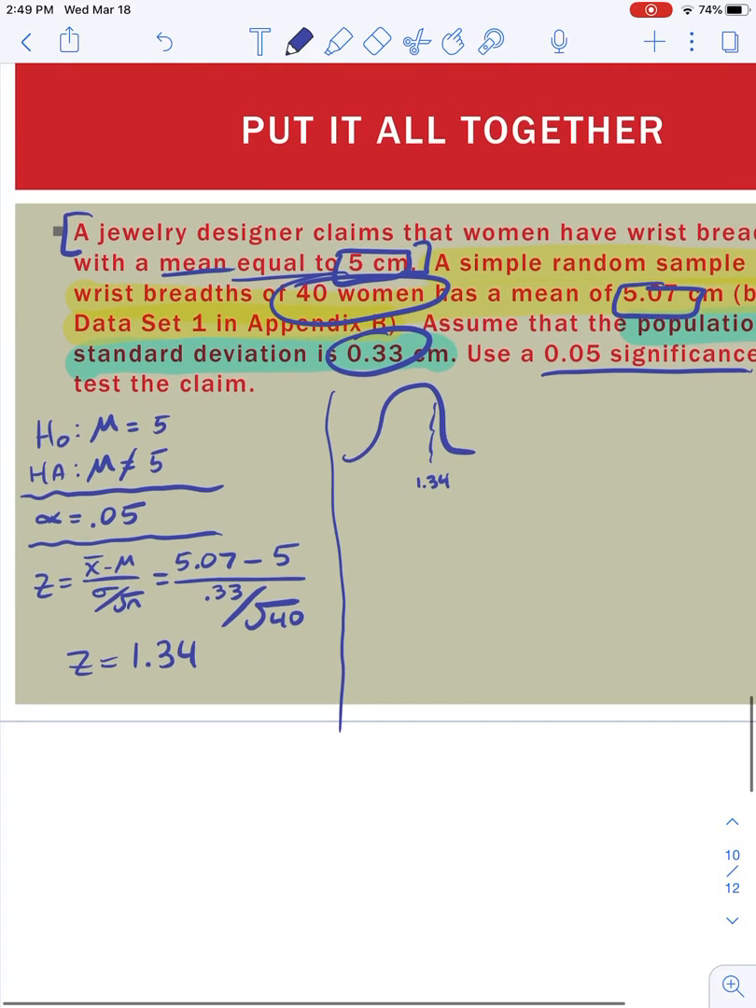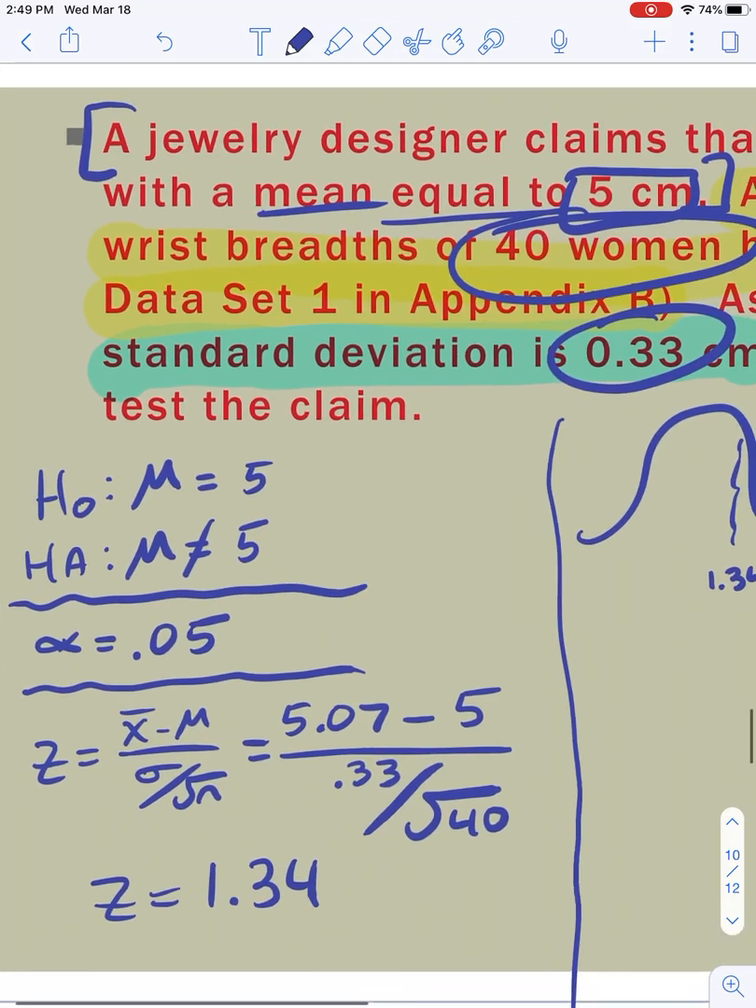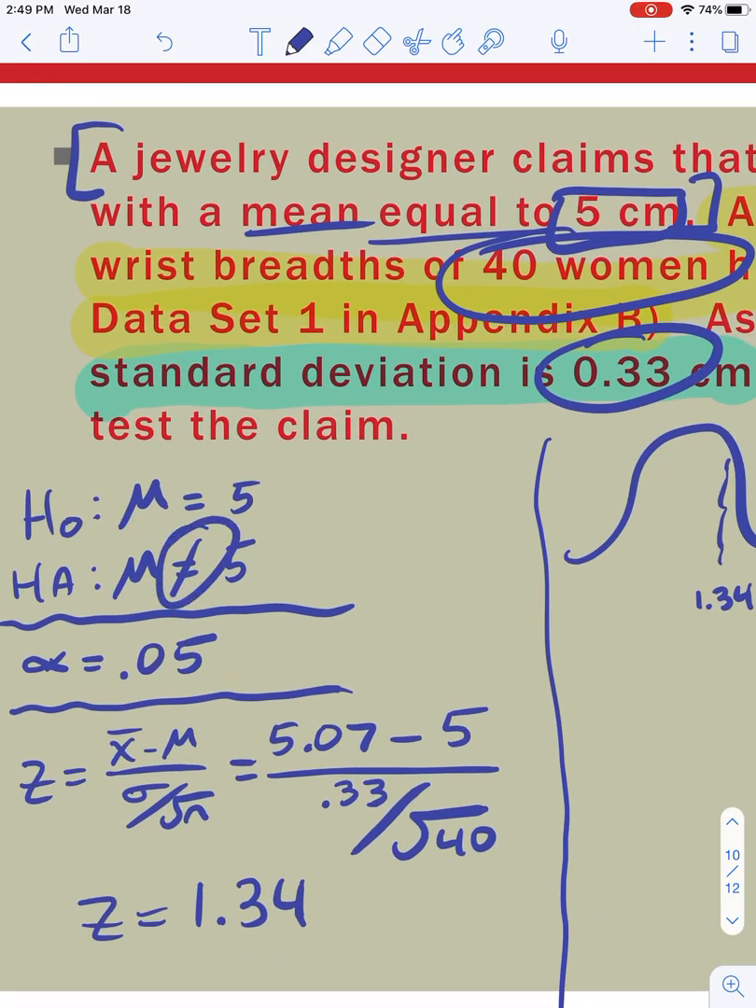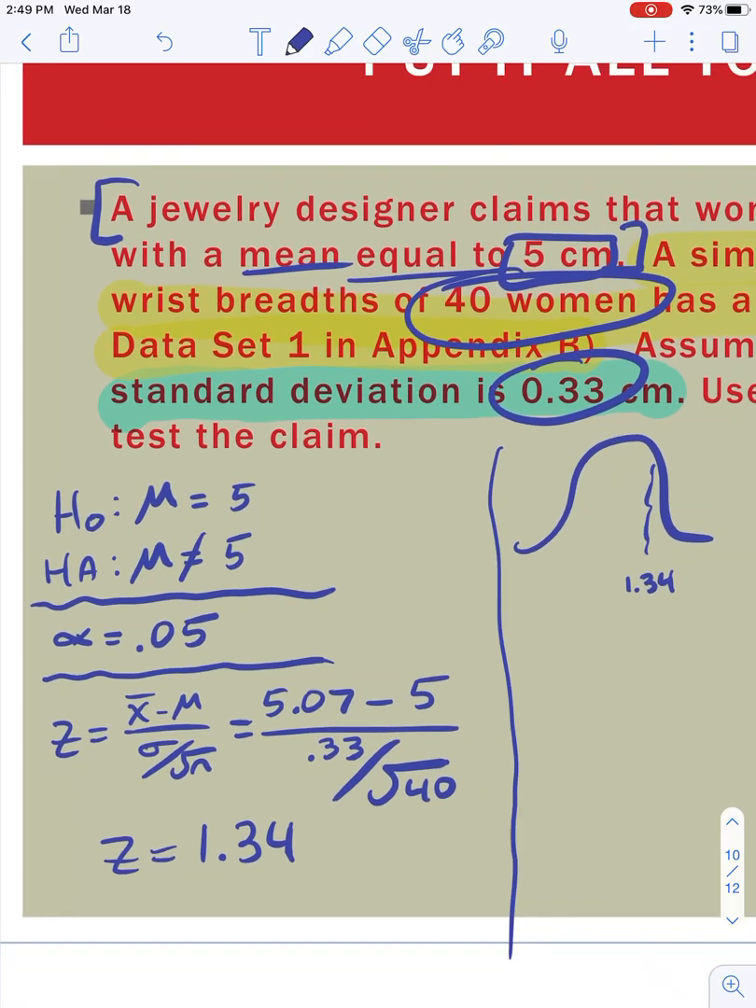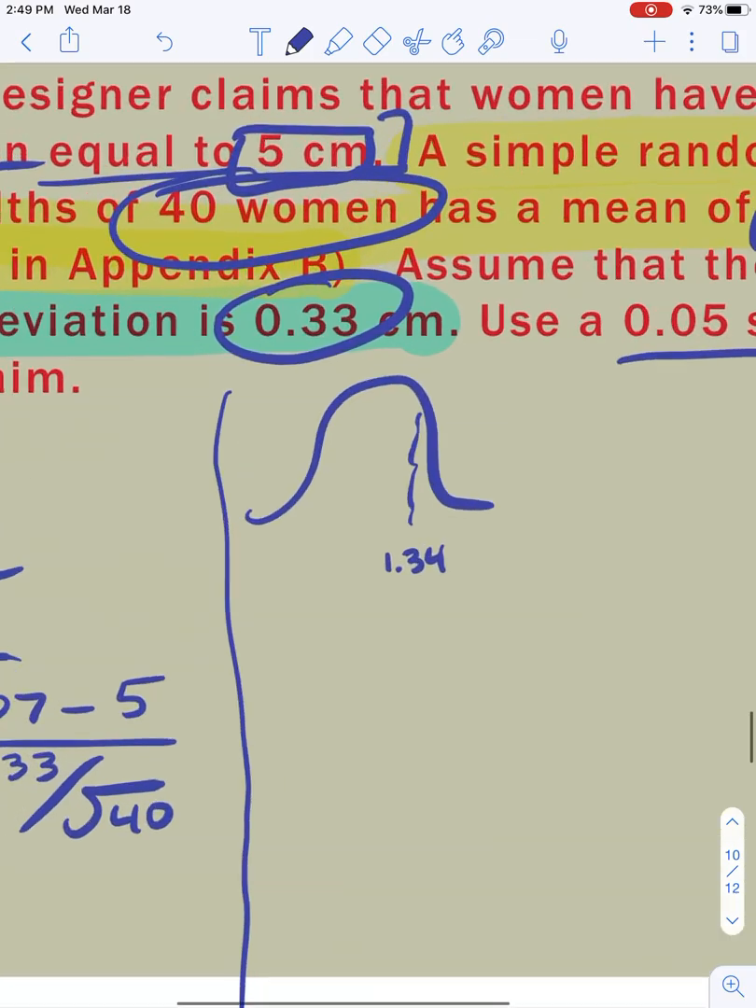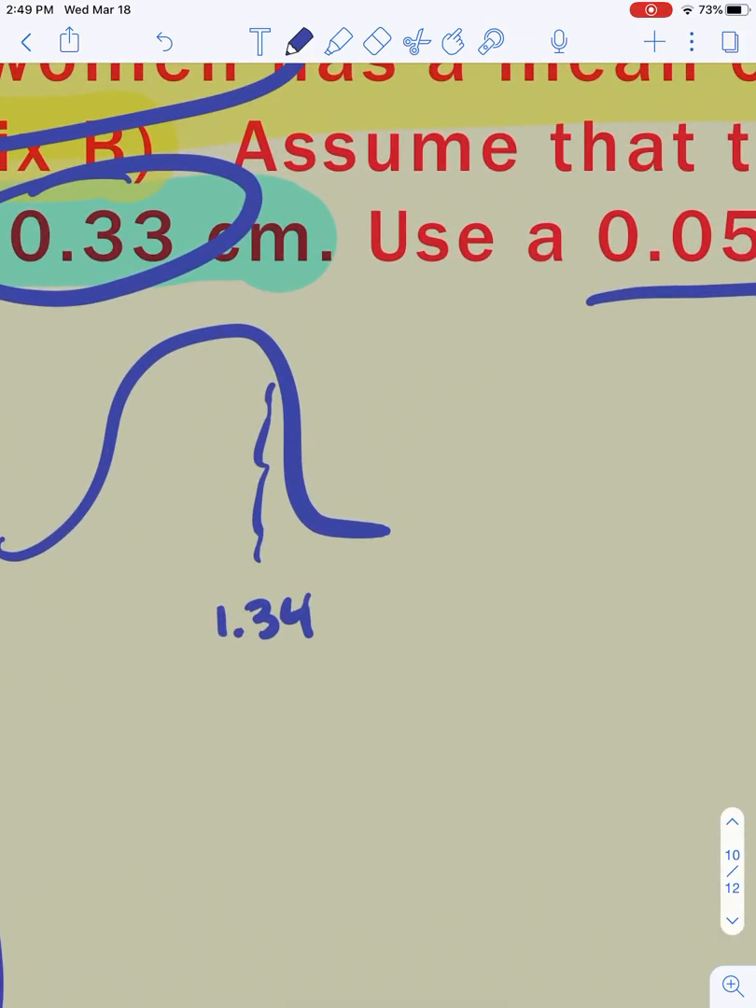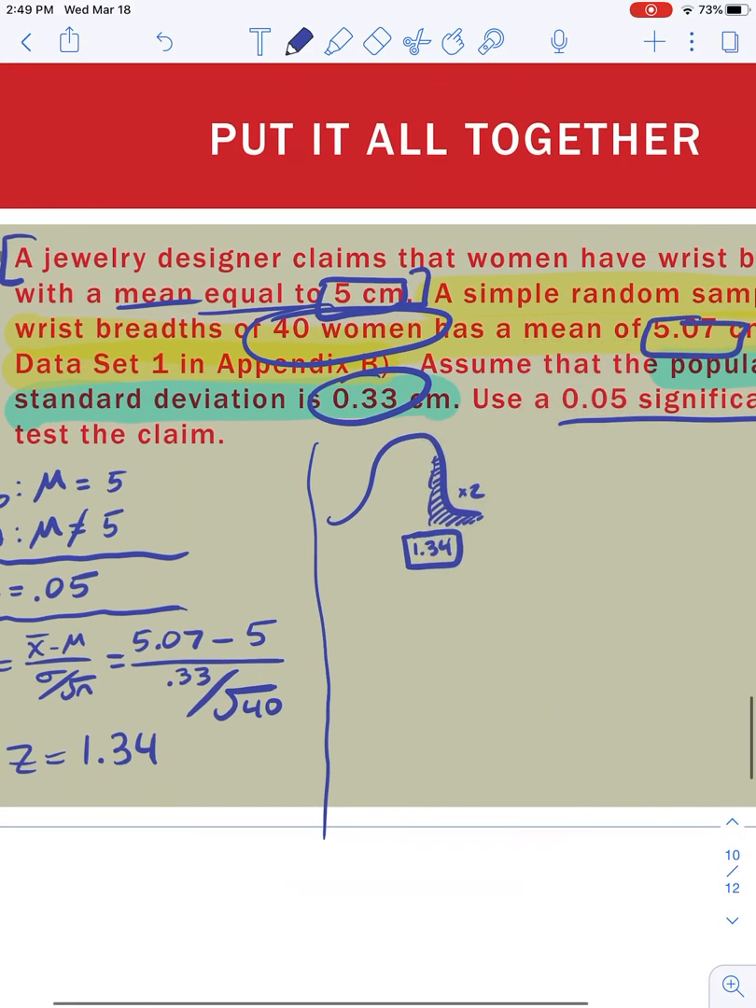So z being 1.34, are we going to the right or the left? Well, it's a not equal to problem. And in not equal to problems, you might need to look back at your L2 notes. In not equal to problems, if it's positive, we go to the right, and if it's negative, we go to the left. Well, this is a positive number, so I'm going to go to the right. And then you've got to multiply your answer by 2 for not equal to problems.